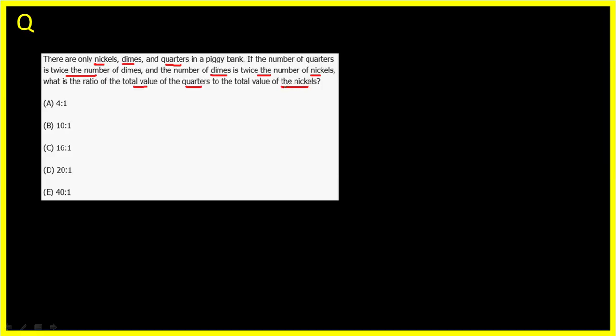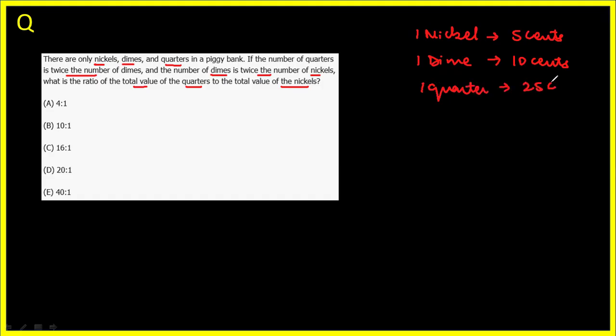Now, GMAT requires you to know the conversion for nickels, dimes, and quarters. Just remember, one nickel is nothing else but 5 cents. Similarly, one dime is equivalent to 10 cents. And one quarter is 25 cents. So you should know the conversion of nickel, dime, and quarter. That helps you a lot in many question types.